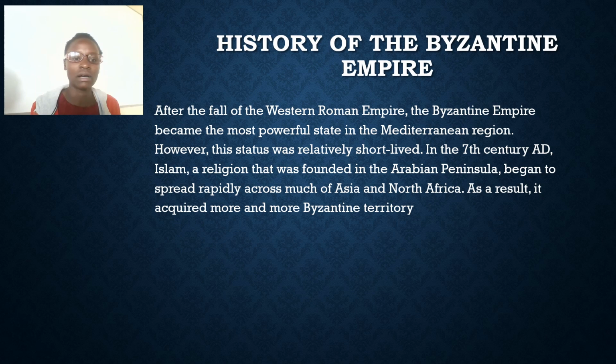I'm Sharon Kibor and I will be taking you through the history of the Byzantine Empire and its characteristics. After the fall of the Western Roman Empire, the Byzantine Empire became the most powerful state in the Mediterranean region. These states were relatively short-lived. In the 7th century, Islam, a religion that was founded in the Arabian Peninsula, began to spread rapidly across much of Asia and North Africa. As a result, it acquired more and more Byzantine territory.